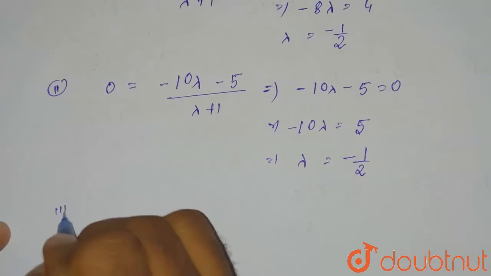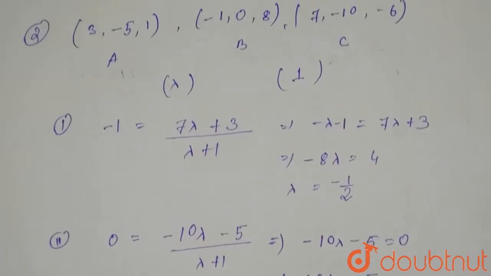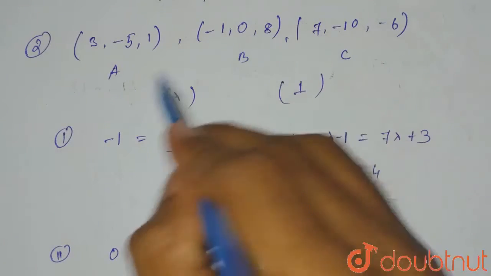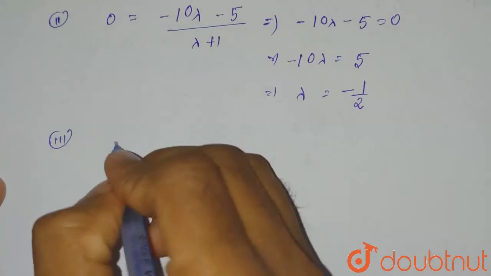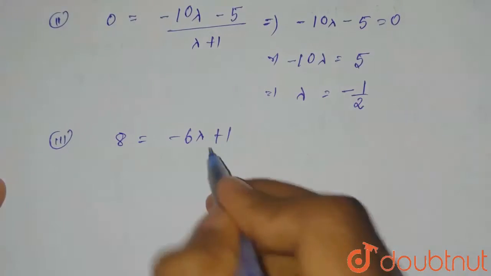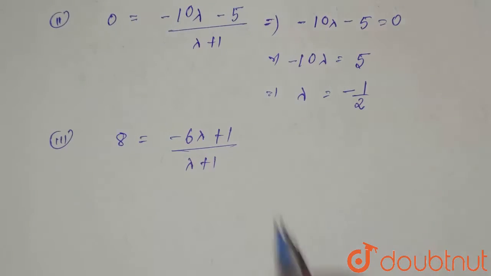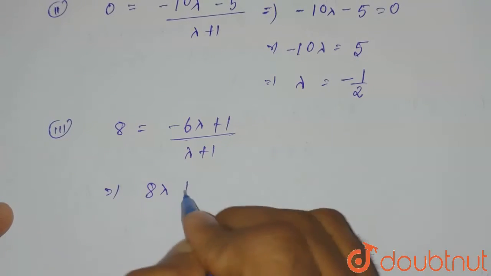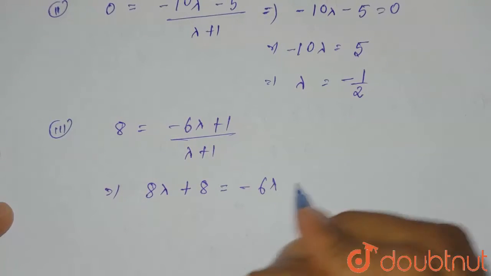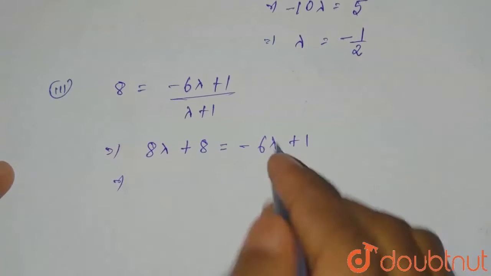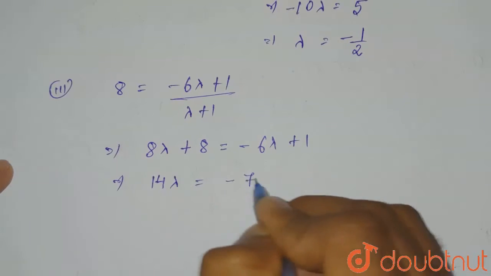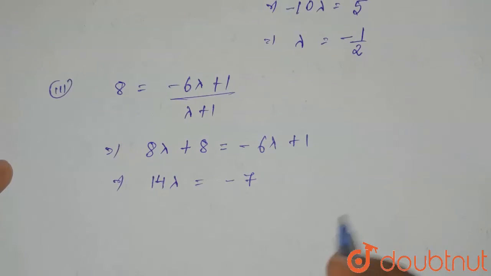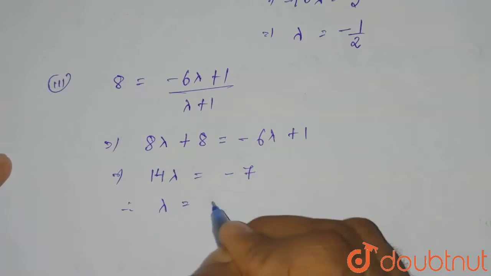Again for the z values, 8 will be equal to minus 6 lambda plus 1 divided by lambda plus 1. So if we solve it, it will be 8 lambda plus 8 equal to minus 6 lambda plus 1, or from here minus 6 minus 8, that means 14 lambda will be equal to minus 7. If we bring this plus on the right hand side, it will be minus 7. So from here you can find that lambda will be equal to again minus 1 by 2.